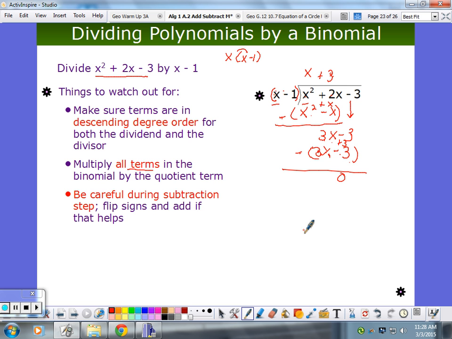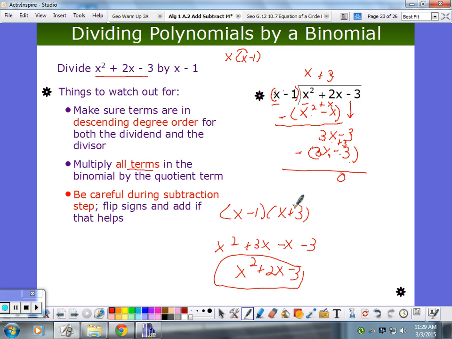Now go backwards. How do you check it? What's x minus 1 times x plus 3? That's how you check whether you did the division right. You multiply. You get x squared plus 3x minus x, the inside, minus 3. What's 3x minus an x? 2x. And I get what I started with.